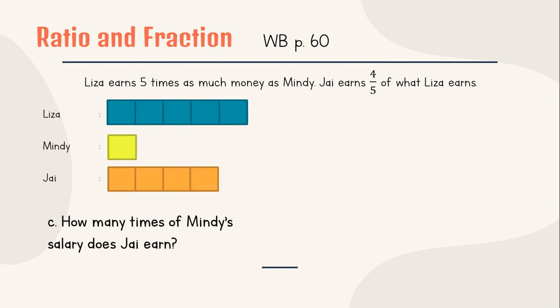Go to C. How many times of Mindy's salary does Jai earn? Look at Mindy. Mindy has how many? 1. Meanwhile, Jai has how many? 4. So 4 per 1 equals 4. So the answer for this is Jai earns 4 times as much as Mindy. Get it?